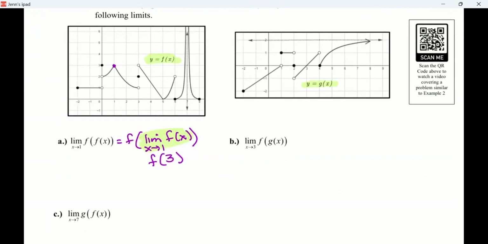Now in order to answer this question, I have to ask myself, is f continuous at x equals 3? When you look at the graph near x equals 3, you can clearly see it's not continuous. The graph is disconnected. So the answer to this question is no.